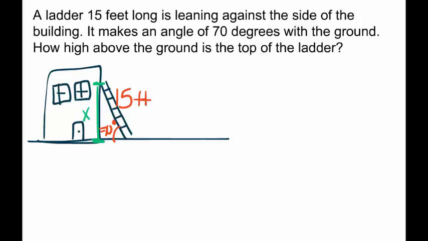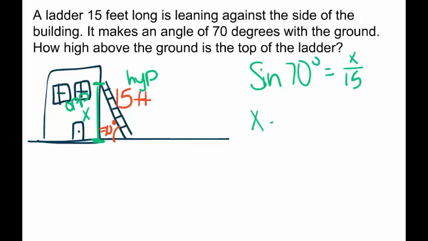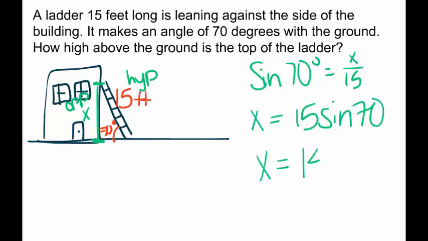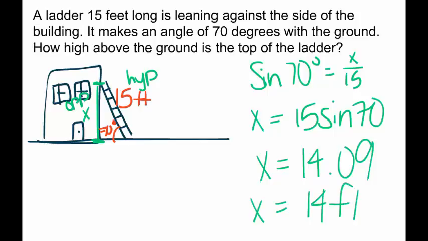It's another right triangle, so I can do SOHCAHTOA. It looks like I'm given the hypotenuse, but I'm looking for the opposite. I'm looking straight across. So I'm going to try sine of 70 degrees is x over 15. All I need to do is multiply both sides by 15. And on this one, it looks like all the answer choices are whole numbers. So I get x equals 14.09, which means that's going to round down to 14 feet above the ground. So that is option A.